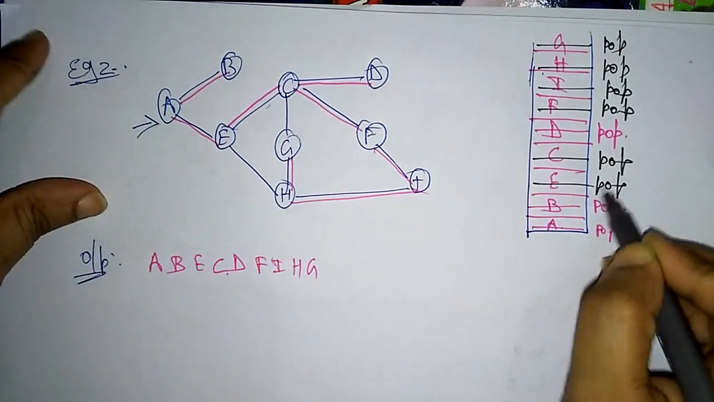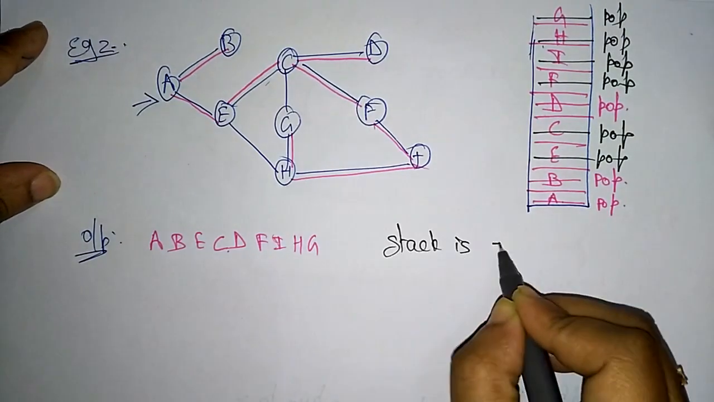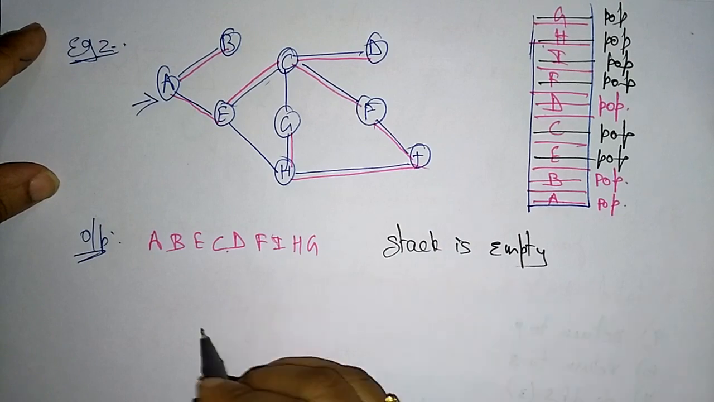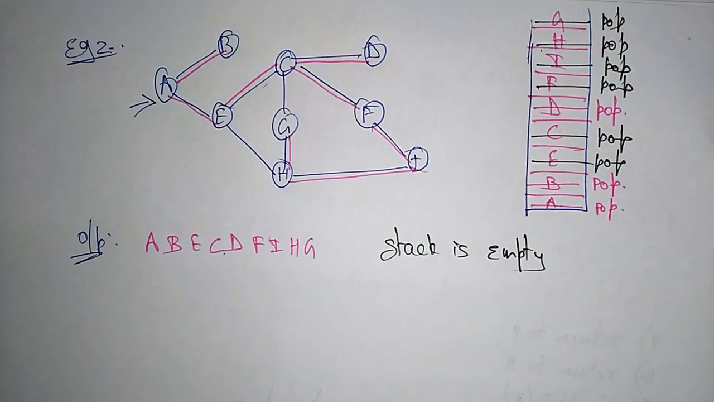Pop it. Now the stack is empty. Stop the search. So this is how backtracking works, an example for depth first search. Thank you.